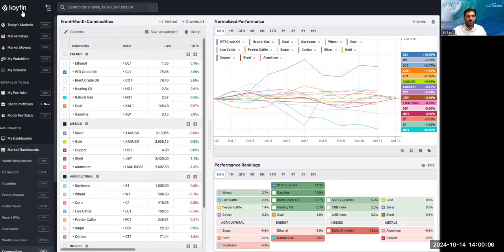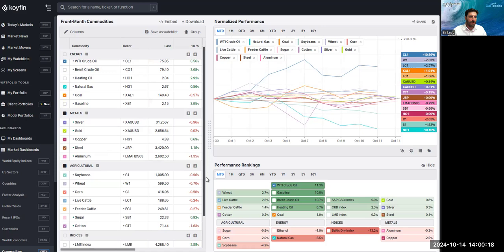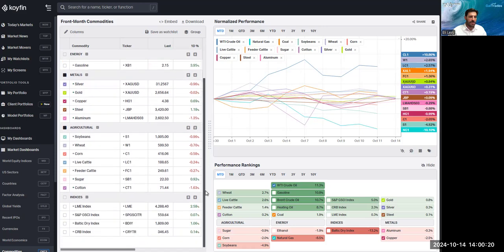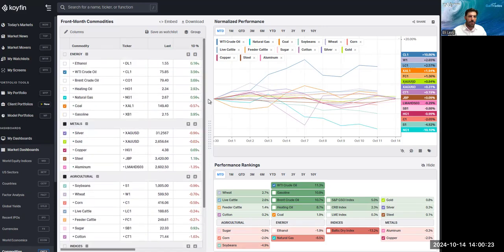I usually start off the week with Koifin. It's a great website, and what you could do on Koifin, technically, is pull up all the commodities, the metals, agriculture, and futures contracts that you want to look at in order to see what has performed month to date, or for 1 month, or a quarter, and so on, or year to date.